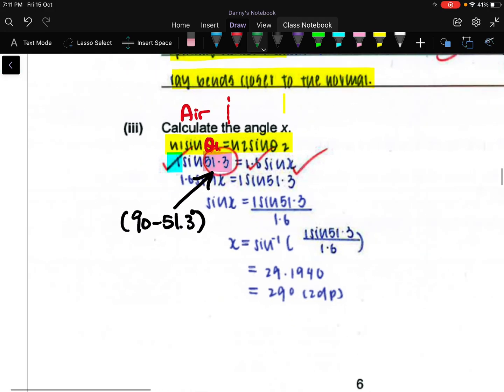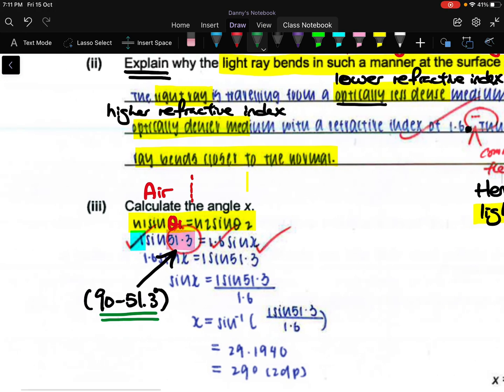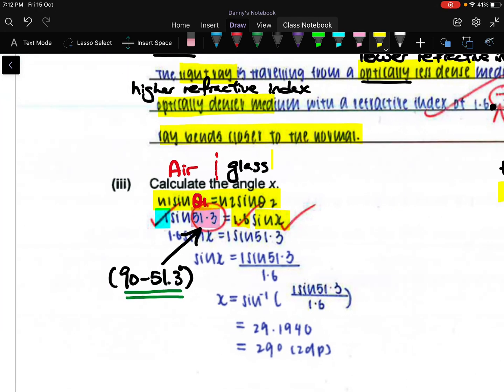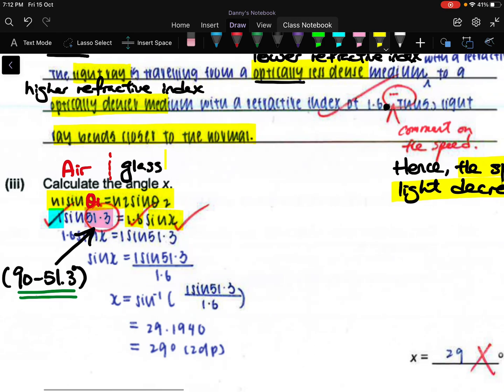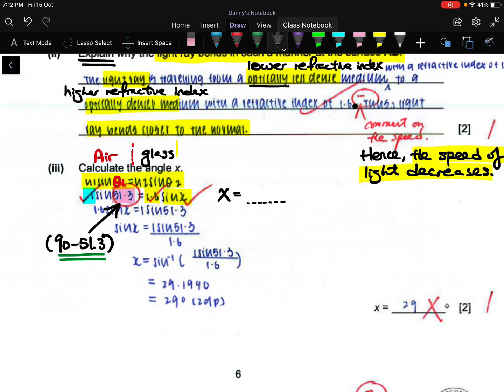So the angle that you should substitute in here should be 90 minus 51.3. Down here, if you look at the second line, very nice. This is the glass side, so the refractive index of glass is 1.6. And of course, if you want to find the angle in the glass side, this will be the angle X. If you solve this, you will be able to find X. In your correction, if you got this wrong, you are expected to show me the full working and give me the right answer.